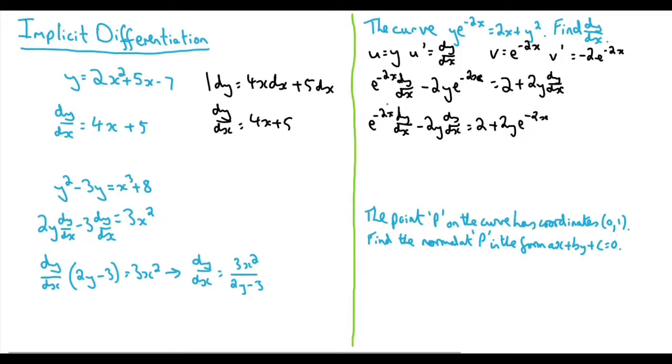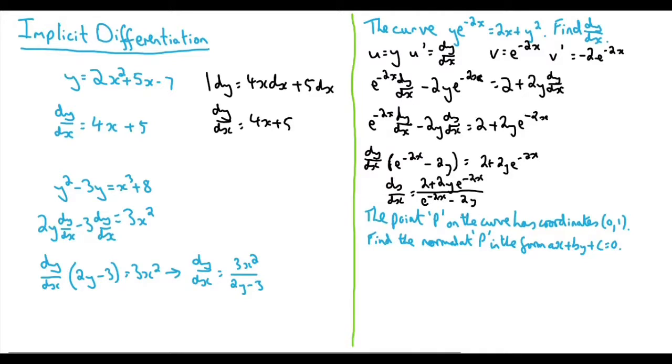As before, we'll now bring the dy over dx together by factorising, so dy over dx in brackets of e to the minus 2x minus 2y equals 2 plus 2y e to the minus 2x. Therefore, your dy over dx is going to equal 2 plus 2y e to the minus 2x all over e to the minus 2x minus 2y.